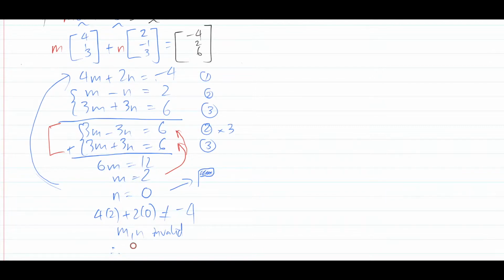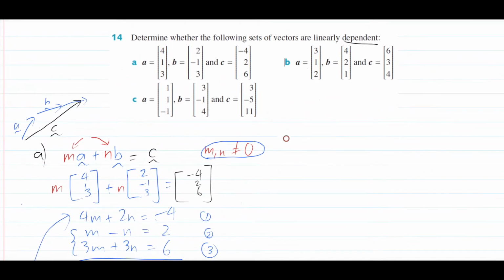Therefore, your set of vectors are linearly independent. You can't combine. It doesn't matter what you do, your set of vectors are linearly independent. You can't get from A to B to get to C. So that's it.